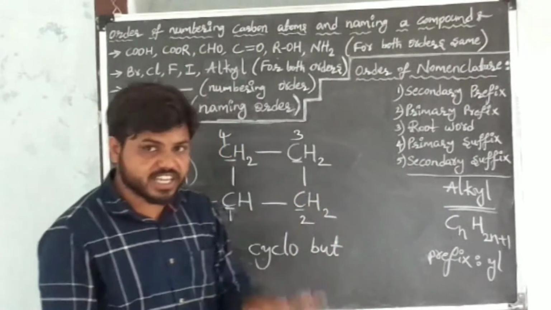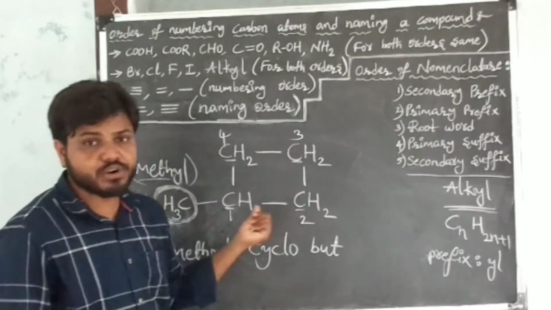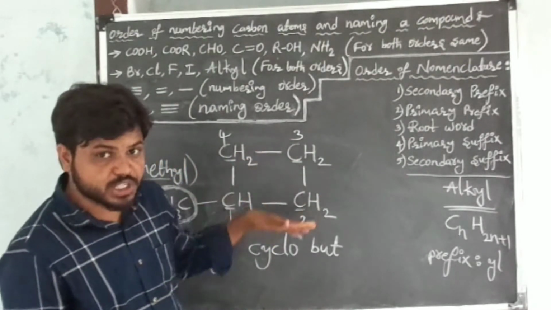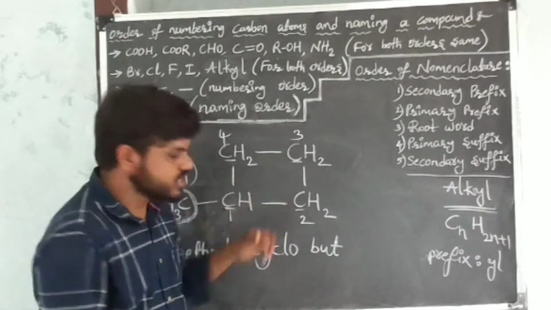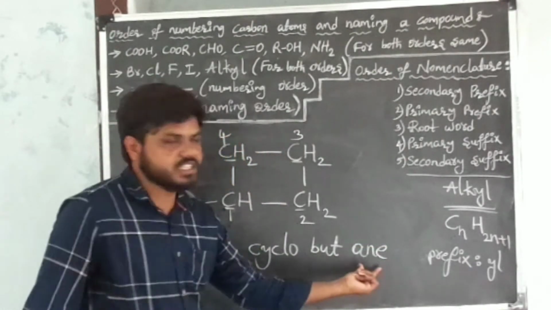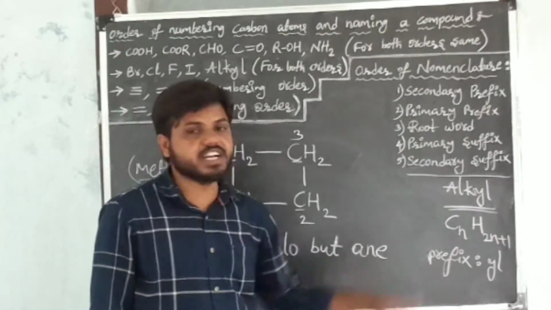Primary suffixes are single bonds, double bonds, and triple bonds. In the given carbon compound, between every 2 atoms a single bond is present. So take the suffix of single bond, that is ane. I have written the suffix of single bond.